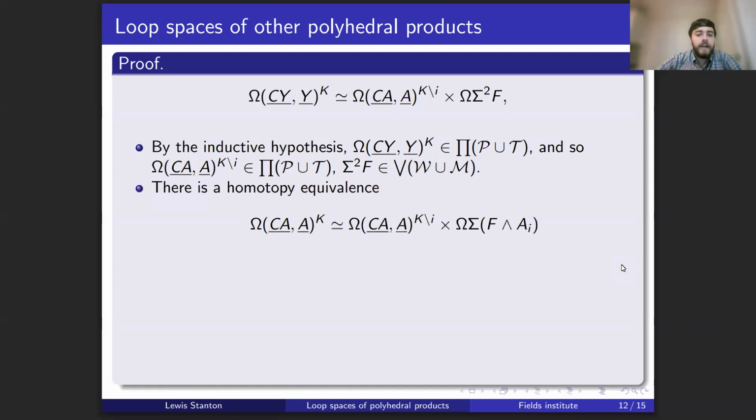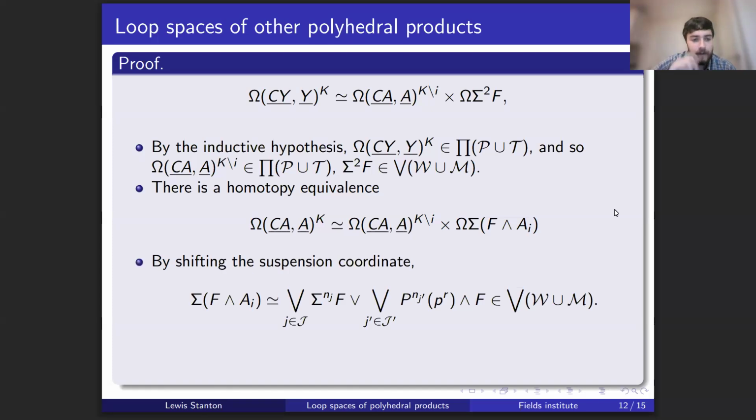So now what we can do is apply this result of Panov-Theriault again, but now to the case of (CA, A). The only real difference here is now that this F is smashed with an A_i. So you should think of this suspension squared here as having the suspension and this A_i being smashed with an S^1. And we've already shown that this restriction has the decomposition we want. So now we just want to study the right-hand side.